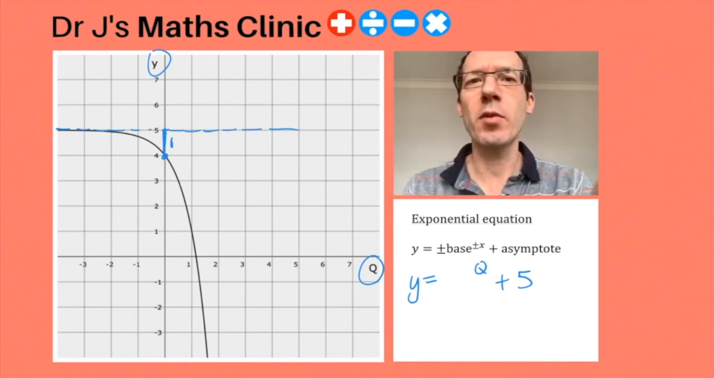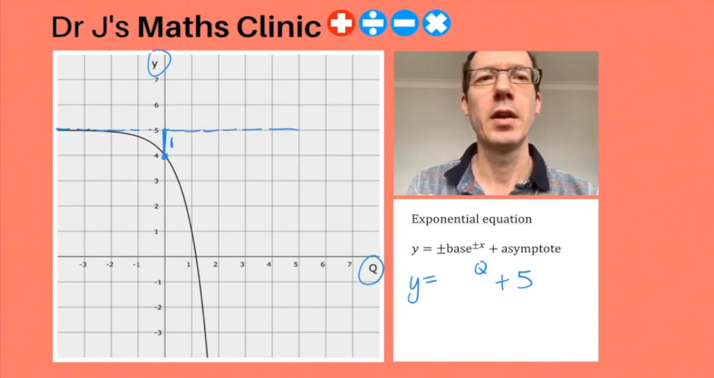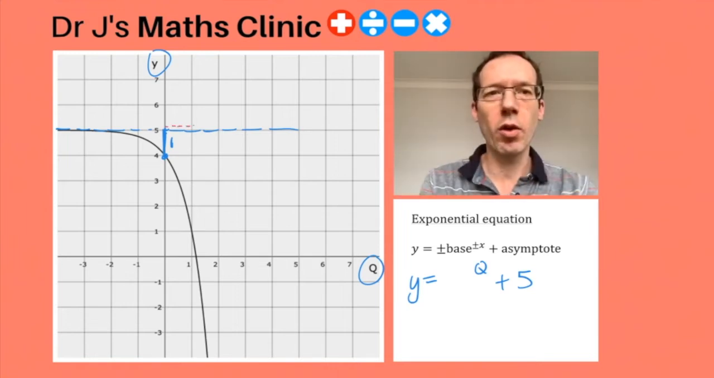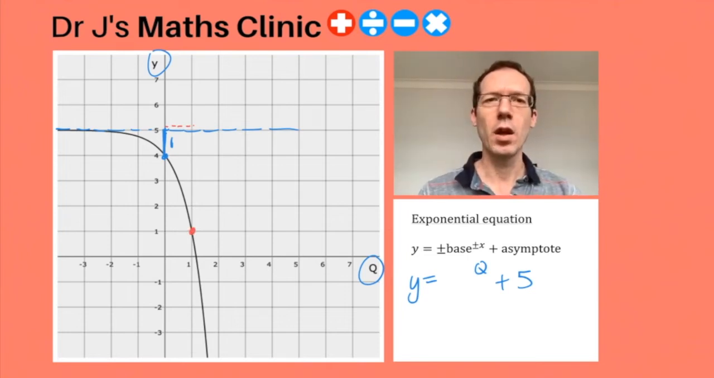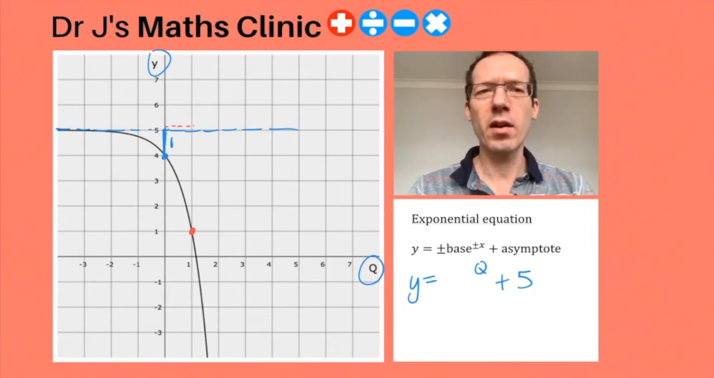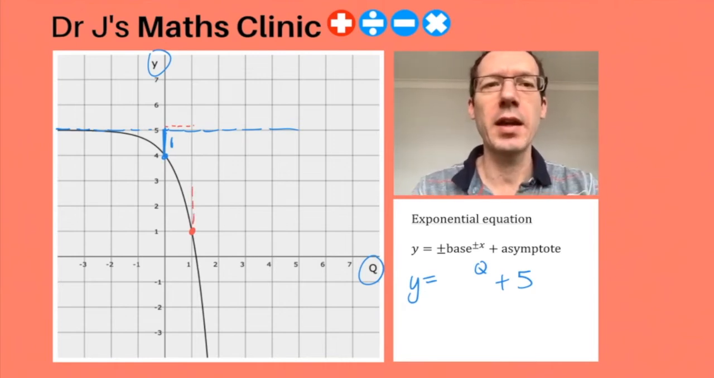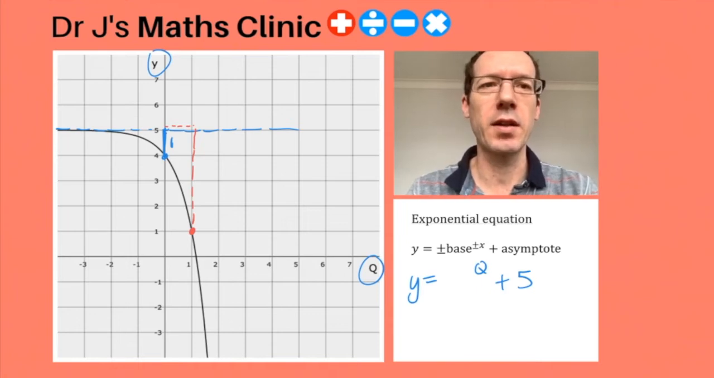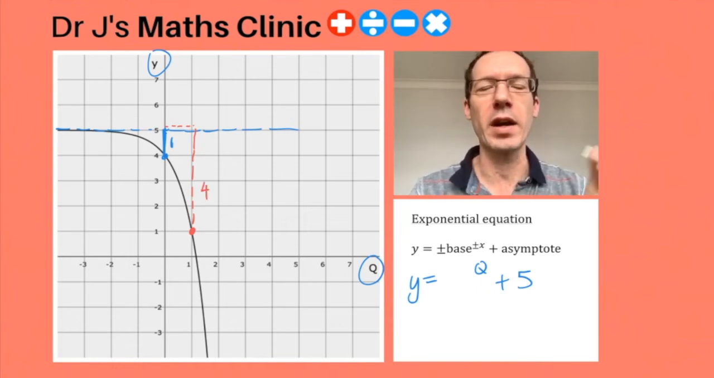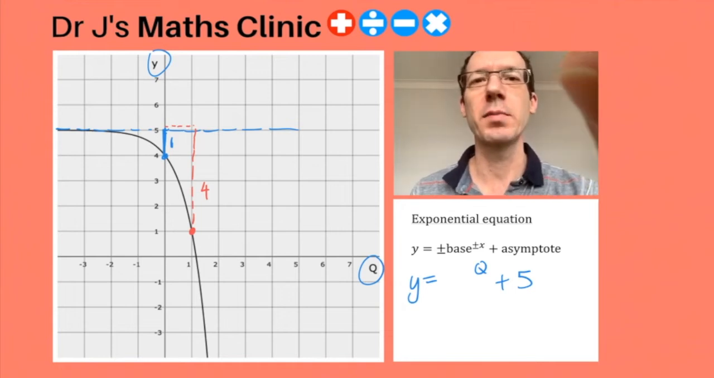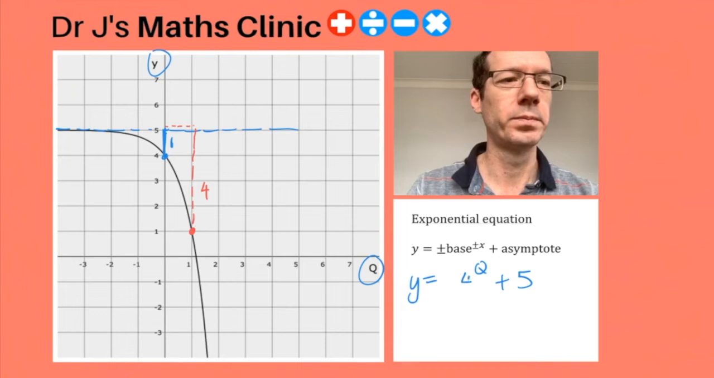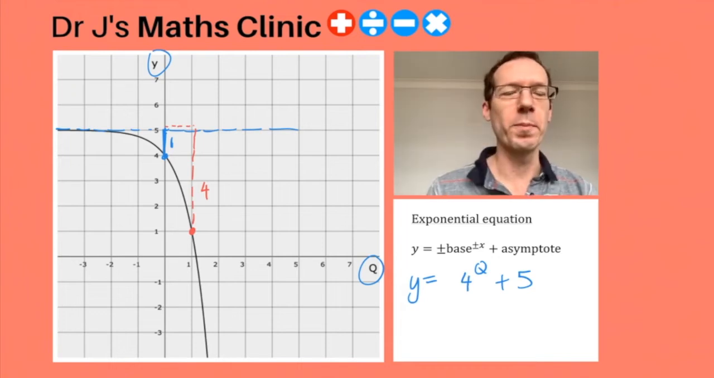Now in red I'm going to move further along, just further along by 1. So along here, and if I move just over by 1, where am I on the curve? I'm all the way down here, much lower. Okay, so how far am I away from the asymptote now? How far away is this distance? Well, it's actually 4. I've dropped from 5 to 1, so it's a distance of 4. That tells me that my base is 4. It's 4 to the power of q.